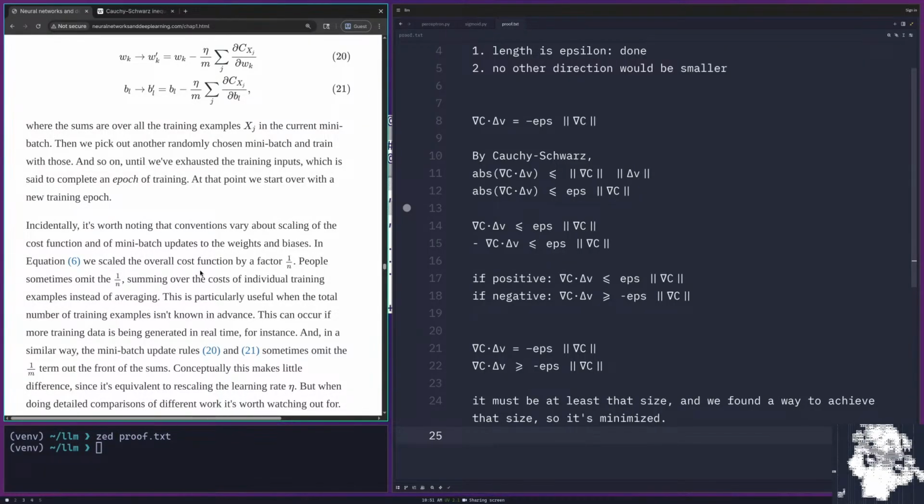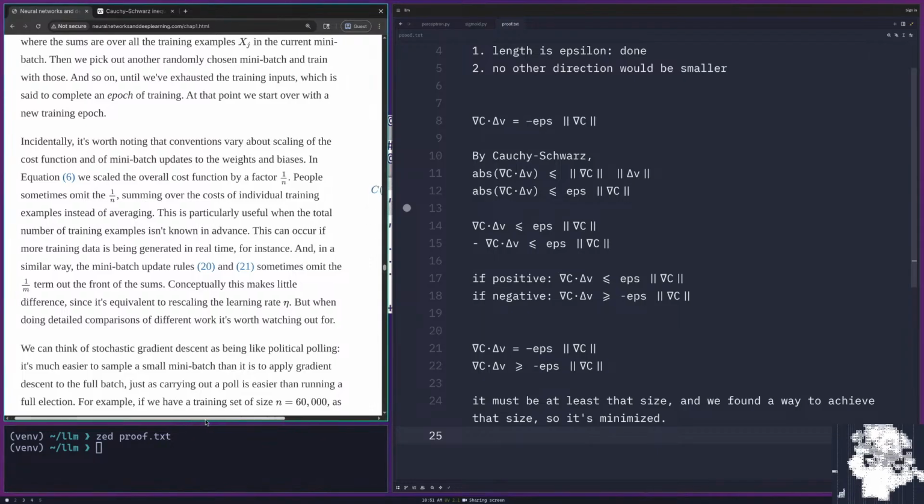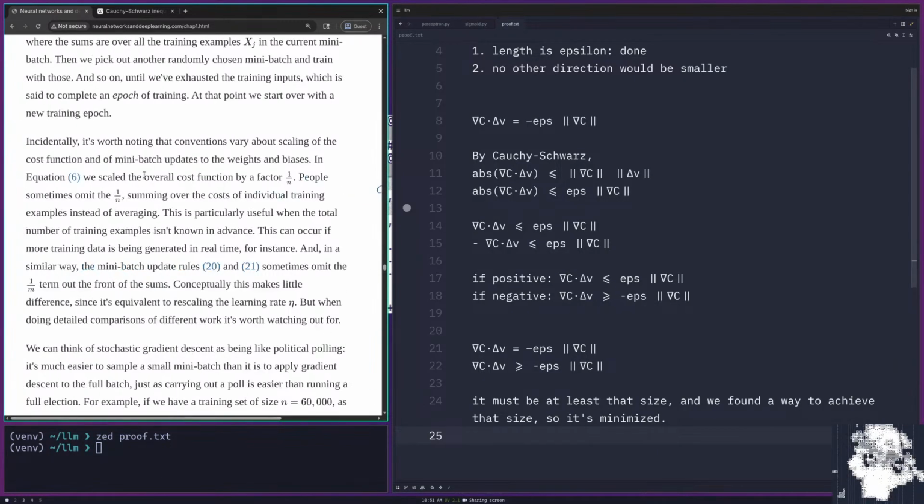Incidentally, it's worth noting that conventions vary about scaling of the cost function and of mini-batch updates to the weights and biases. In equation 6, we scaled the overall cost function by a factor 1 over n. People sometimes omit the 1 over n, summing over the costs of individual training examples instead of averaging. This is particularly useful when the total number of training examples isn't known in advance. This can occur if more training data is being generated in real time, for instance.